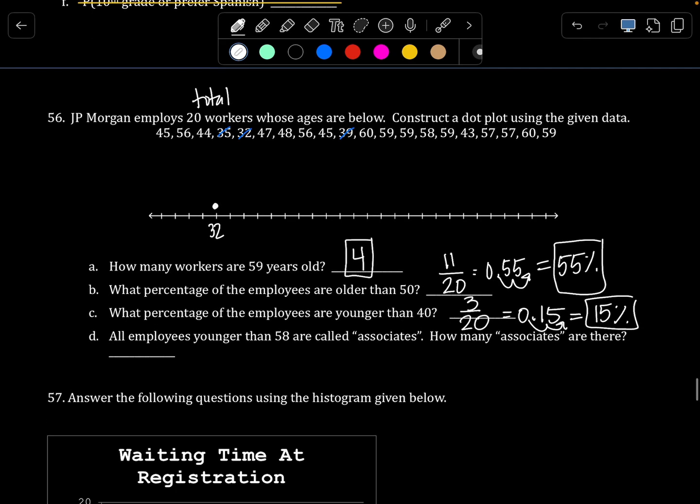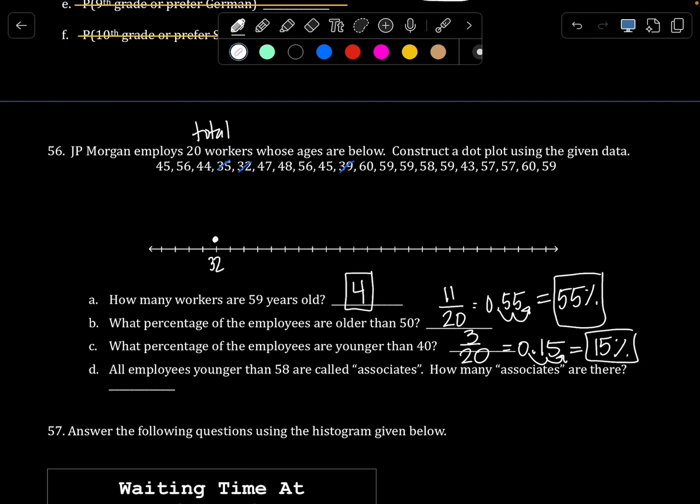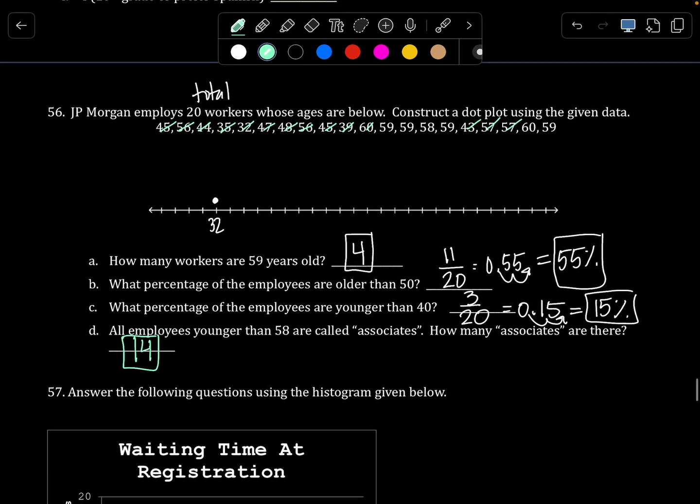Let's look at this next one. All employees younger than 58 are called associates. How many associates are there? Younger than 58. Let's look here. How many are there? 1, 2, 3, 4, 5, 6, 7, 8, 9, 10, 11, 12, 13, 14. It's just asking for the associates, so 14. Okay. Write this down.